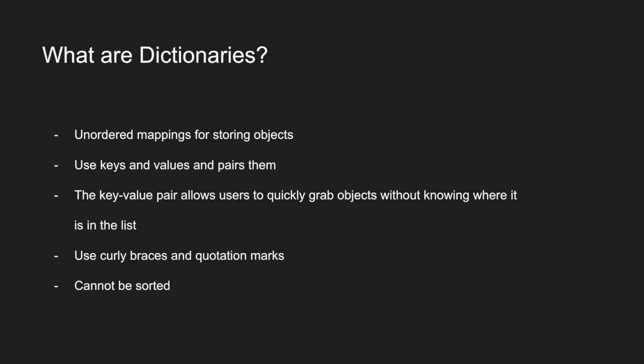So what are dictionaries? Dictionaries are basically unordered mappings for storing objects. They use keys and values and pair them together, and a paired key and value is called a key-value pair. So the key-value pair allows users to quickly grab objects without knowing where it is in the list. So it kind of means that we don't have to know which index it's in. They use curly braces and quotation marks, and they can't be sorted.